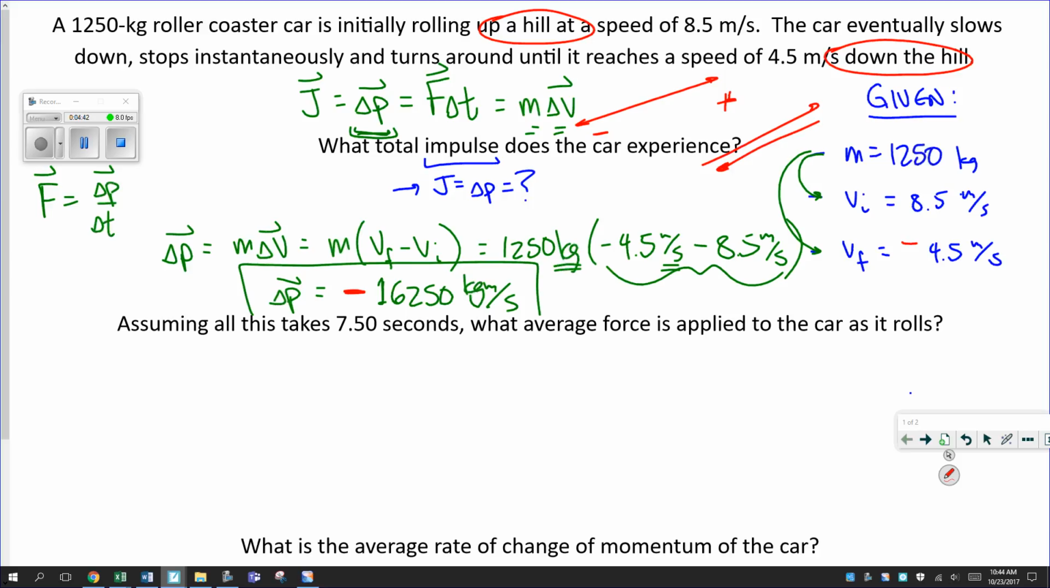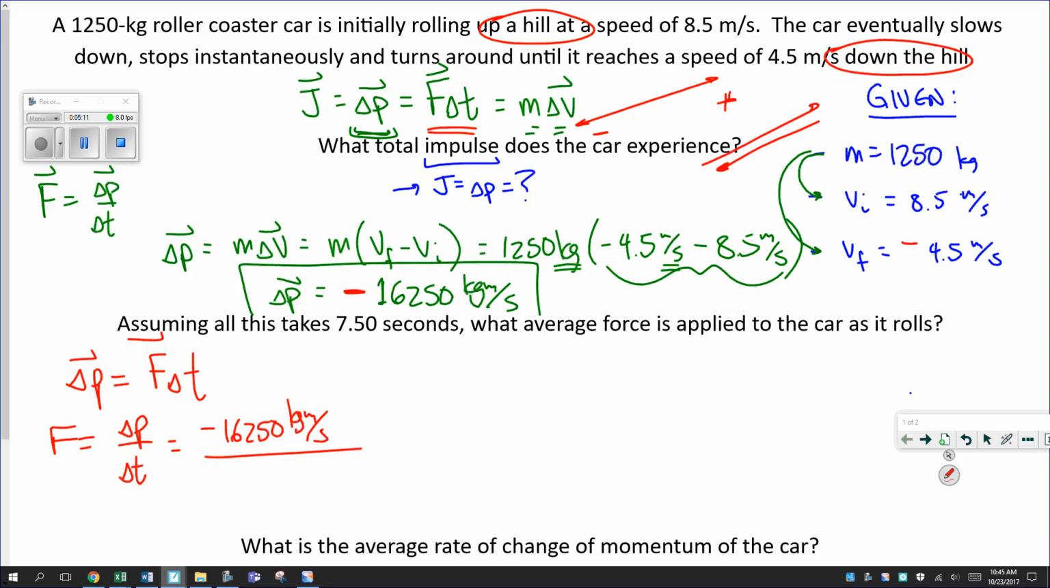All right, assuming that this takes 7.5 seconds, what average force is applied? Well, now we're trying to work something in here, so we can go a number of ways, but we could probably just say this. Delta P is F delta T. Force, as we said, is delta P over delta T, or that's negative 16,250 kilogram meters per second divided by 7.5 seconds.